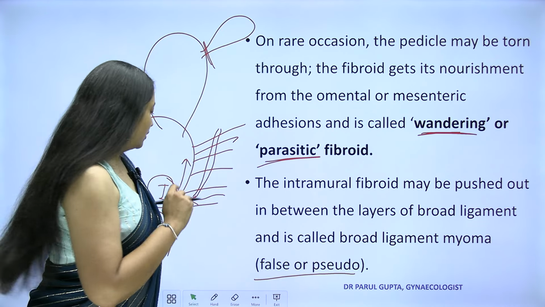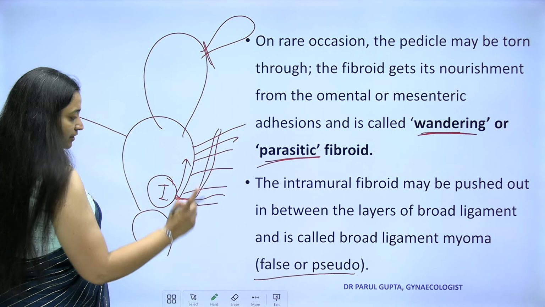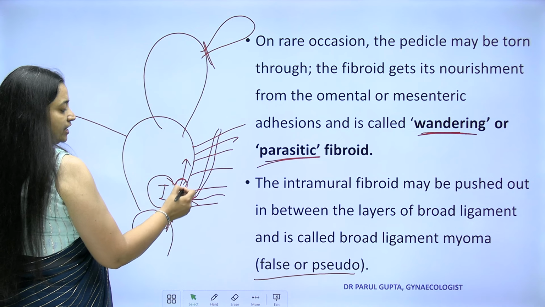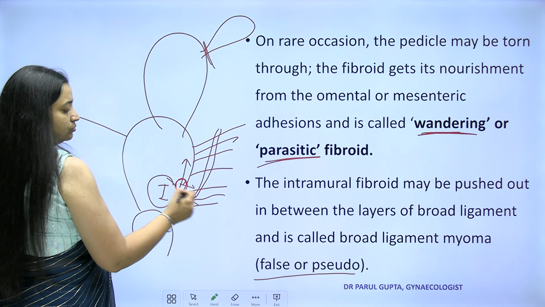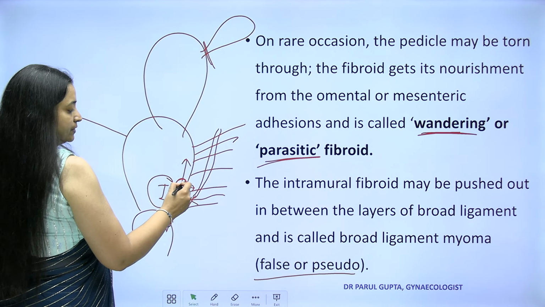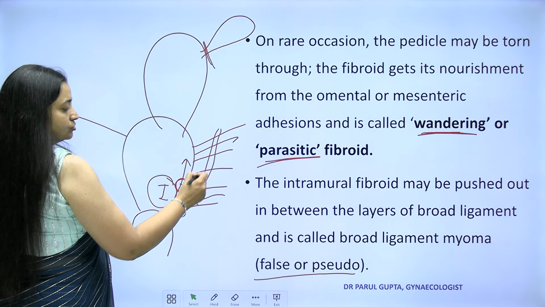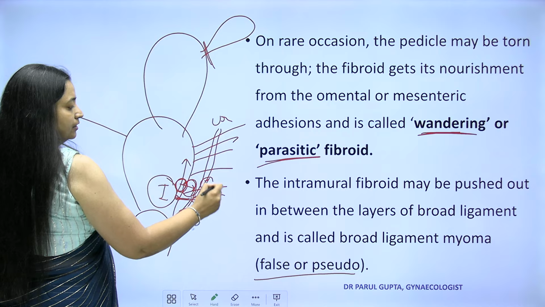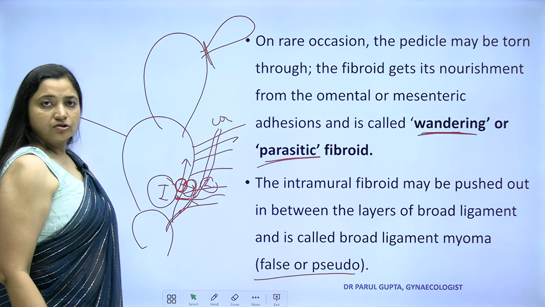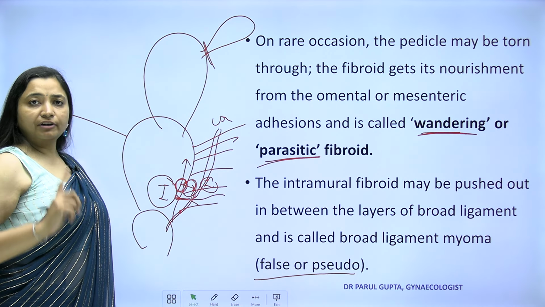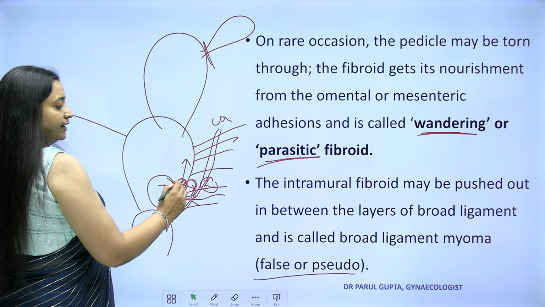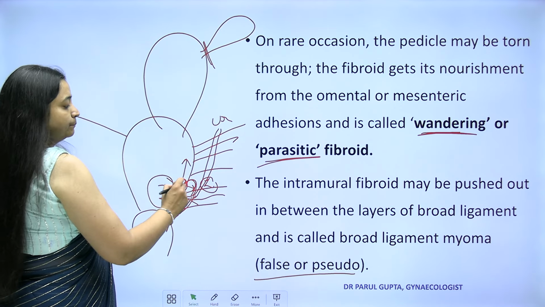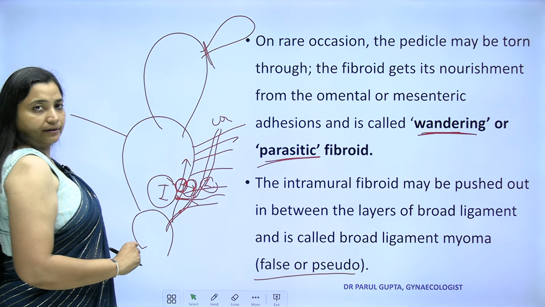But what happens in a case of a broad ligament fibroid? If there is a subserosal fibroid at this location and it starts moving towards the broad ligament, what happens? It comes here. So the ureter lies lateral to this fibroid. So in a pseudo broad ligament fibroid, you will always find the ureter lateral to the fibroid, right? And it pushes and compresses the ureter.